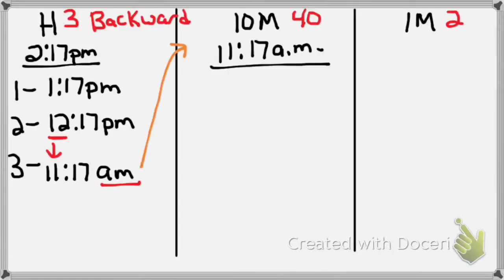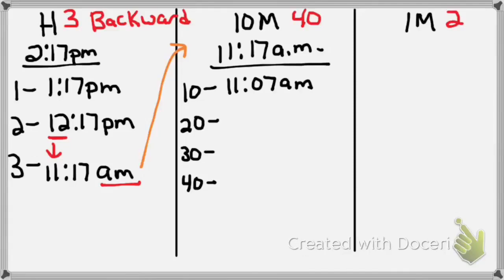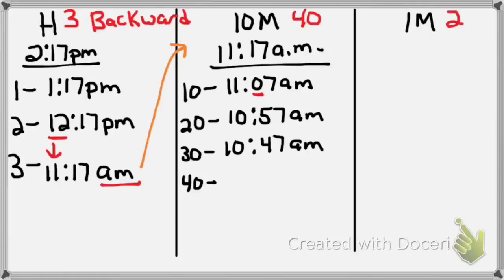I need to go by 40 minutes, so I'll say 10, 20, 30, 40. And now I'm going to continue to count backwards by 10 minutes. What's 10 minutes before 11:17 a.m.? That would be 11:07 a.m. What's 10 minutes before 11:07? Well, I can't really take the 10 away from the 0, so that reminds me that I have to go to the previous hour, which would be 10:57 a.m. What's 10 minutes before 10:57? 10:47 a.m. 10 minutes before that, 10:37 a.m.